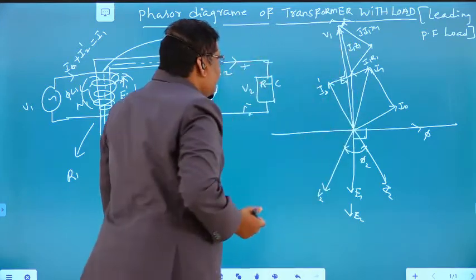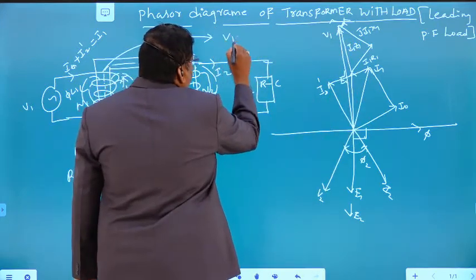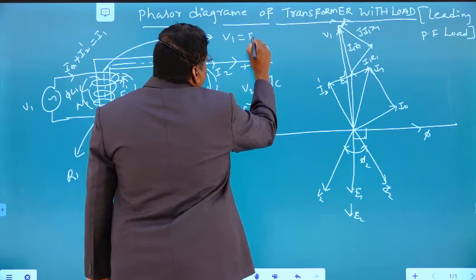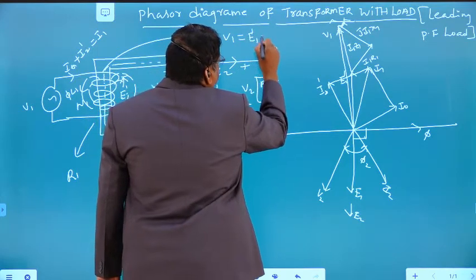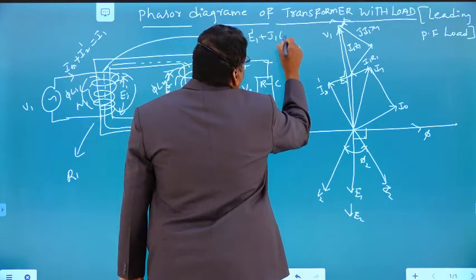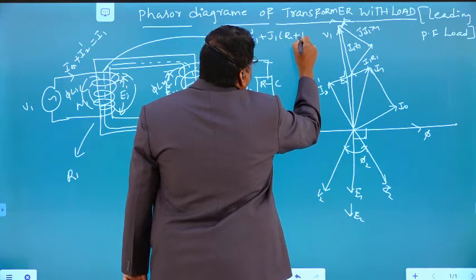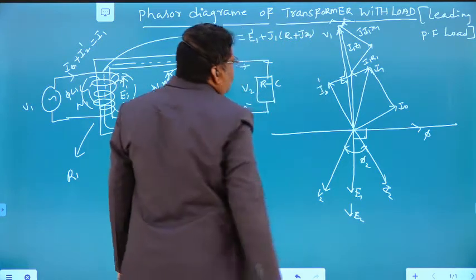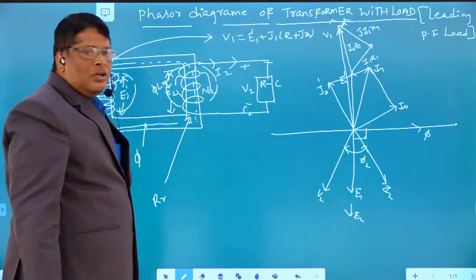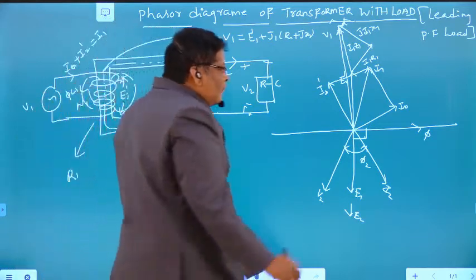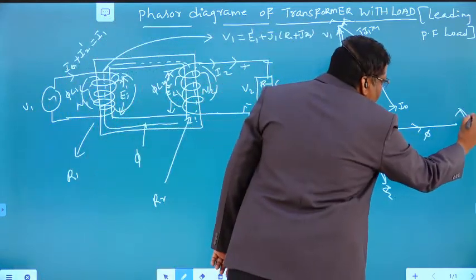Now here you can write the voltage equation. V1 equals, the same relation we are getting, E1 dash plus I1 into R1 plus jX1. Now, all these phasors are rotating in an anti-clockwise direction.